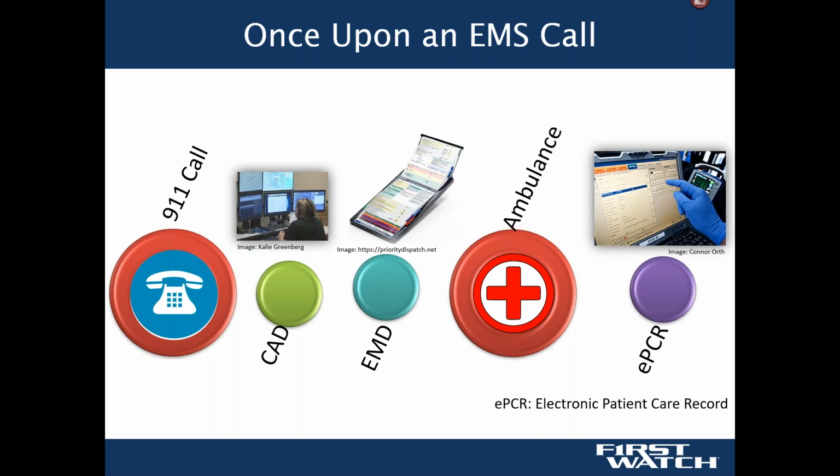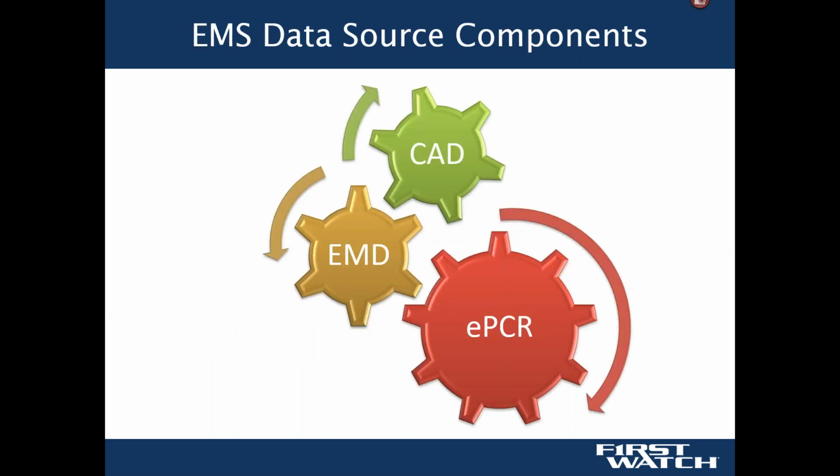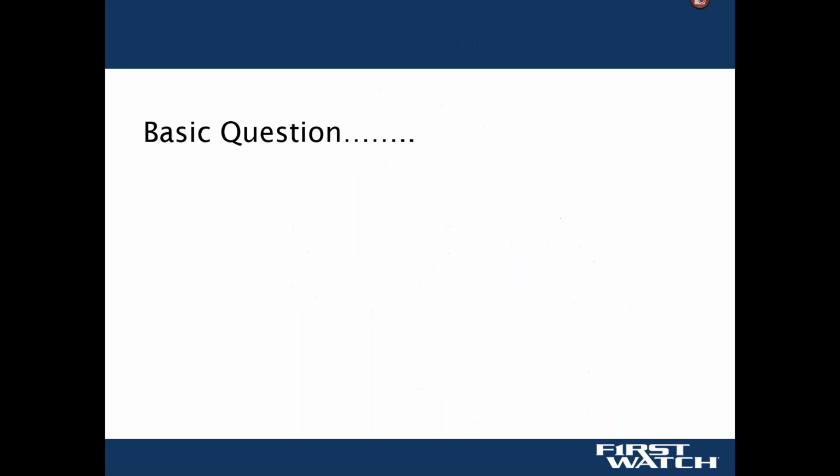So there is a story behind every 911 call. And there is obviously more than one data source attached to this 911 call. While we usually notice ePCR because there's clinical data attached to it, we always need to take into consideration that there's also the dispatch system, CAD and EMD. So if we are really committed to doing opioid overdose surveillance based on EMS data, we need to take into consideration that there's more than one data source. And then we need to take into consideration a basic question.